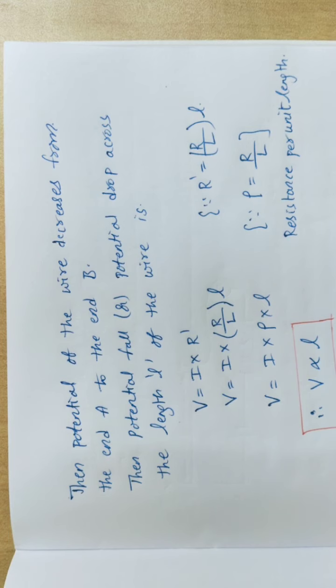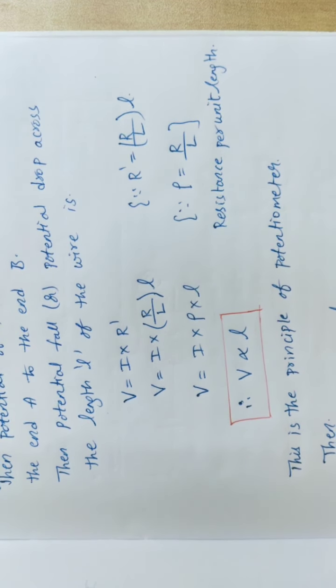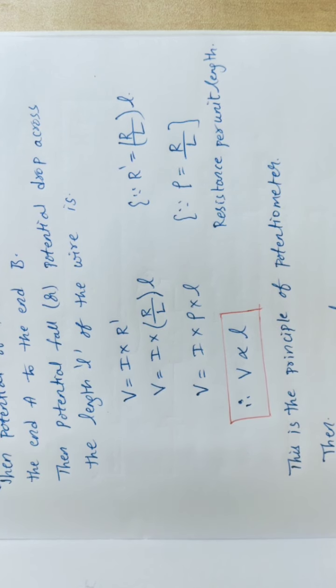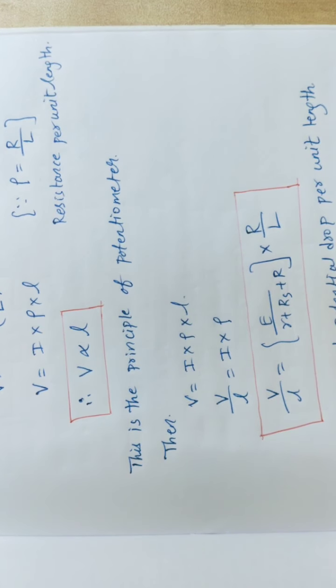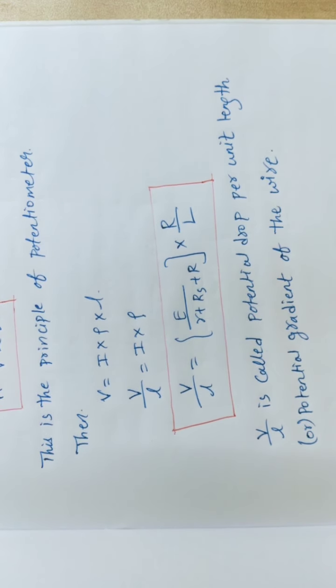Then V is equal to I into rho into l, so V by l is equal to I into rho. So V by l is equal to E divided by (r plus RS plus R) into R by L. Here V by l is called the potential drop per unit length, or the potential gradient of the wire. This is the topic we have discussed.